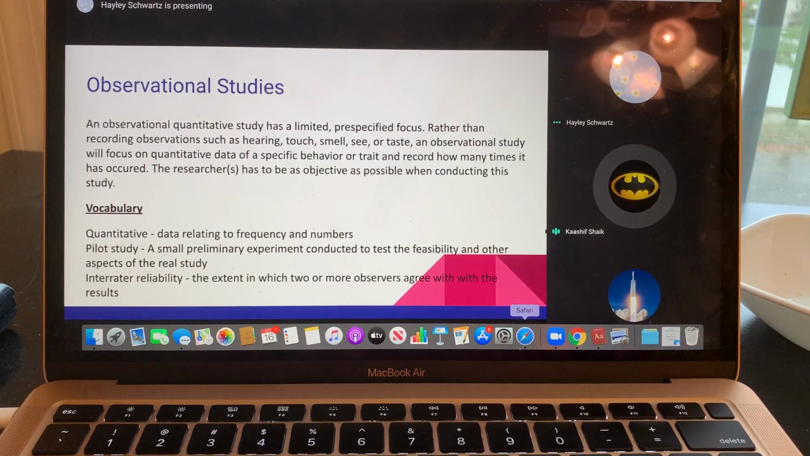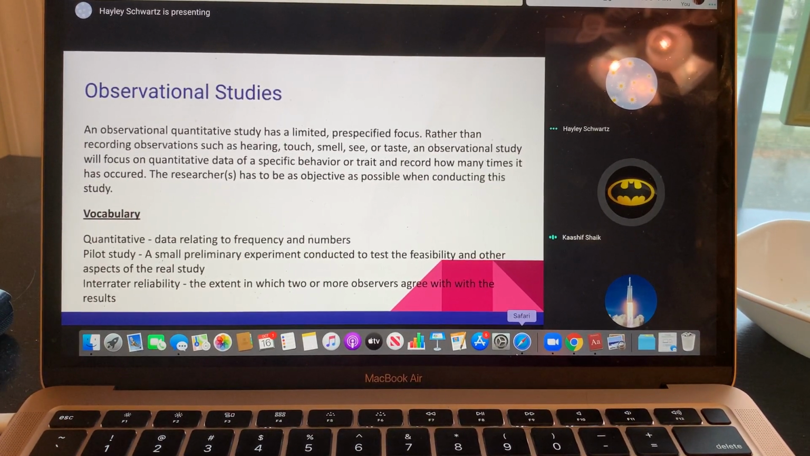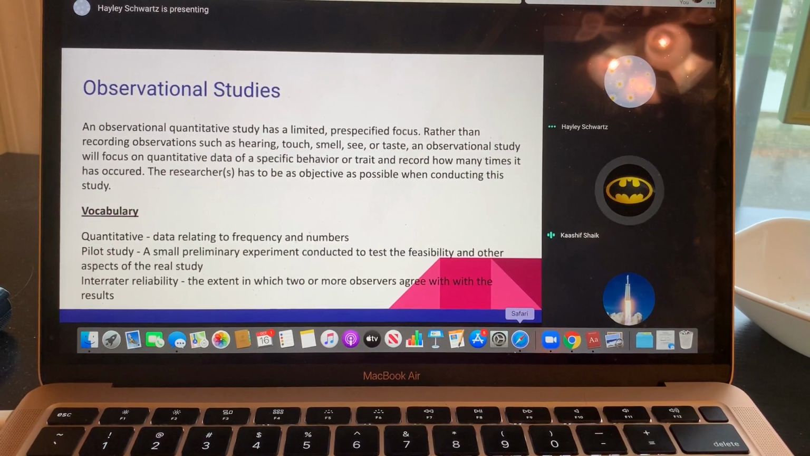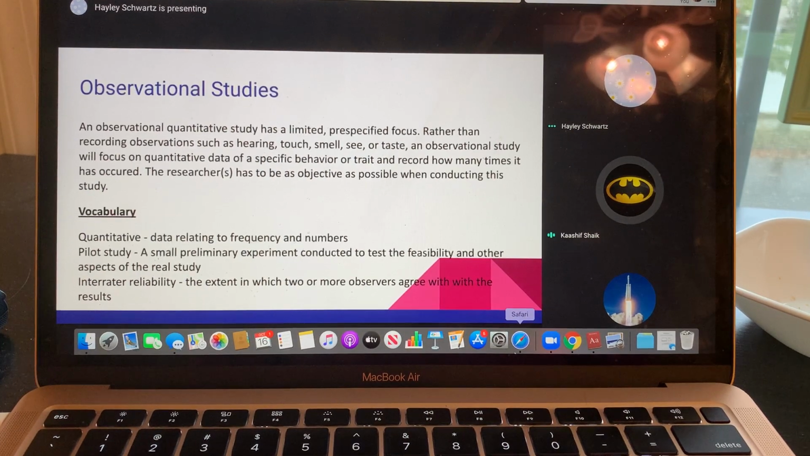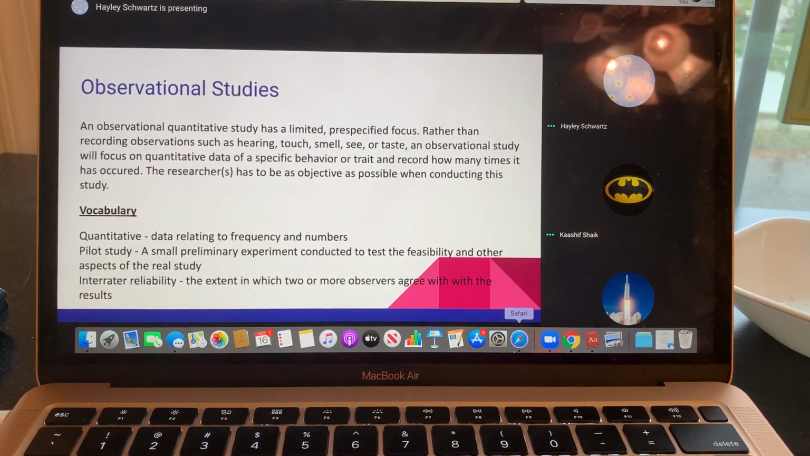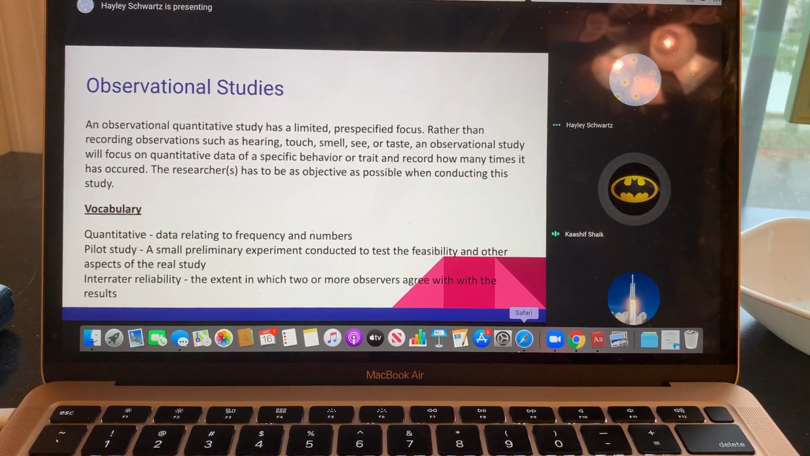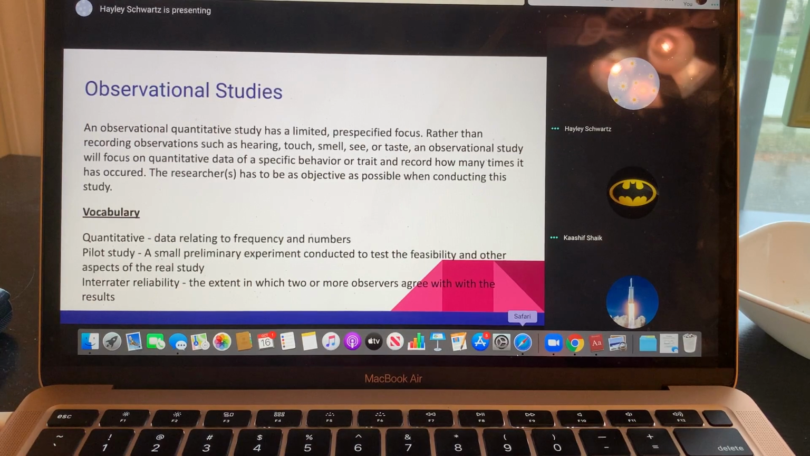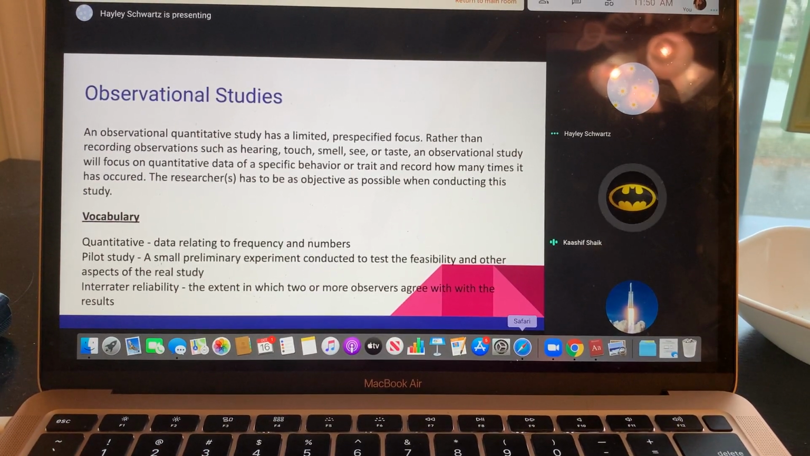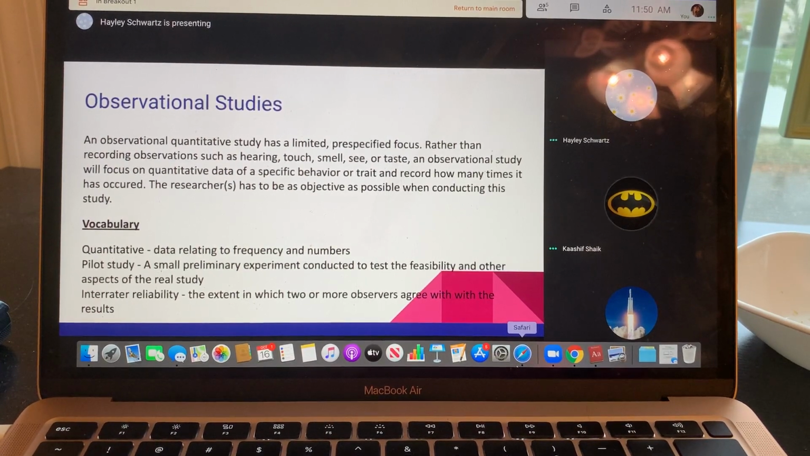All right, so observational studies. An observational quantitative study has a limited pre-specified focus. Rather than just recording the observation, like using hearing, touch, smell, sight, or taste, an observational study will focus on quantitative data of a specific behavior or trait and record how many times it has occurred. And the researchers have to be as objective as possible when conducting the study.